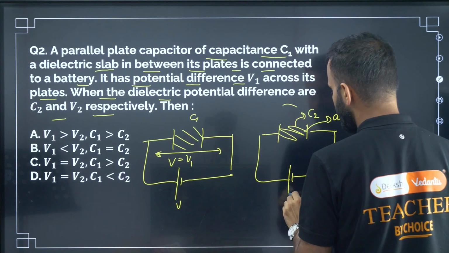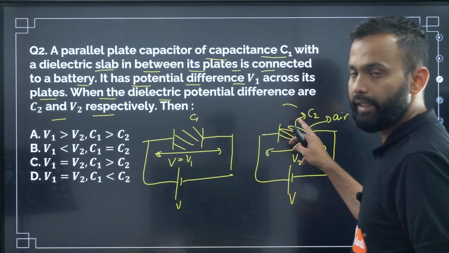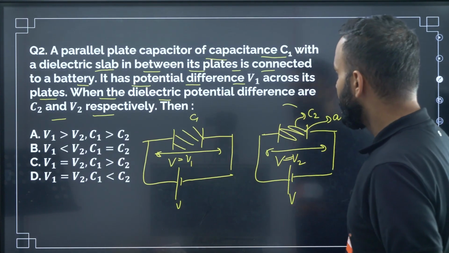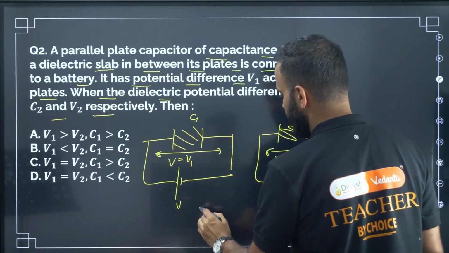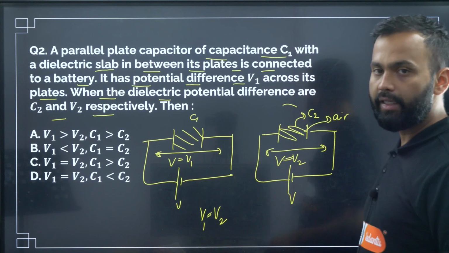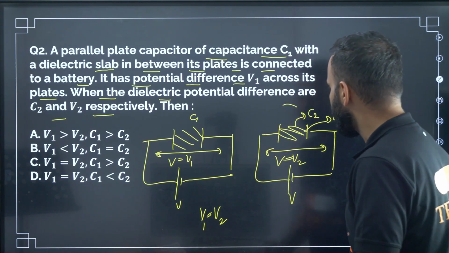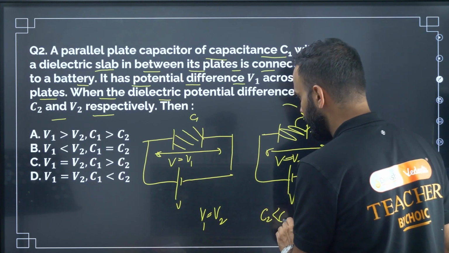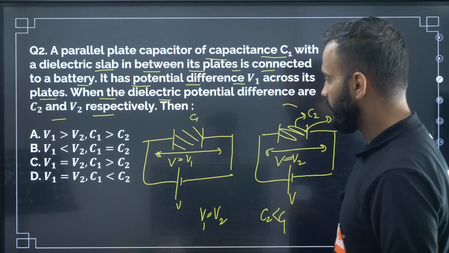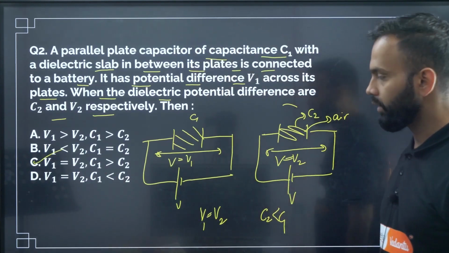So what is the potential difference? The potential difference is V2, but the same cell is connected, so V2 is equal to V. The potential difference does not change, V1 equals V2. So what happens to the capacitance? When you remove the dielectric from a parallel plate capacitor, the capacitance decreases. So C2 is lesser than C1. So option C is the correct answer: V1 equals V2, C2 is lesser than C1.